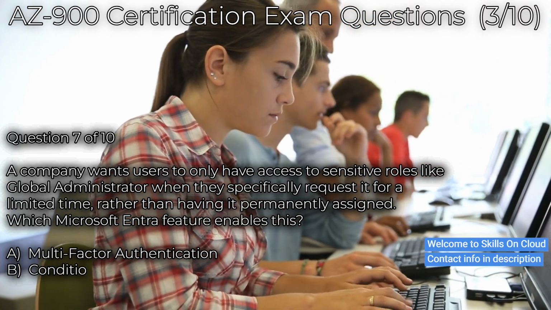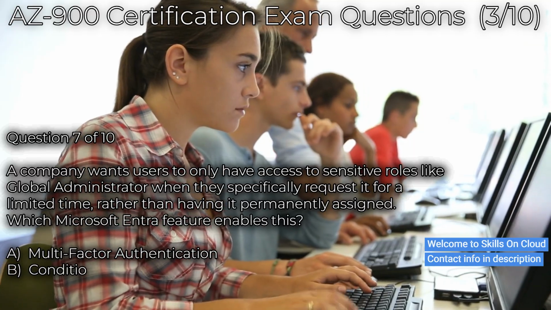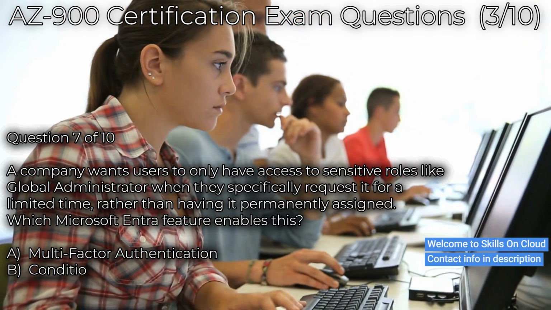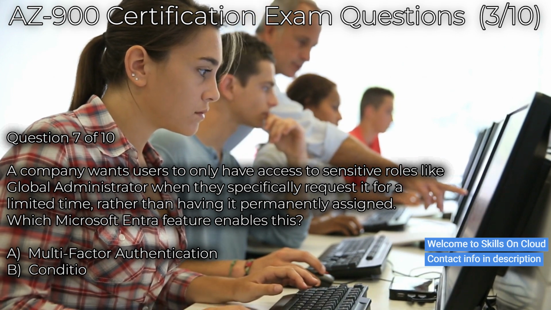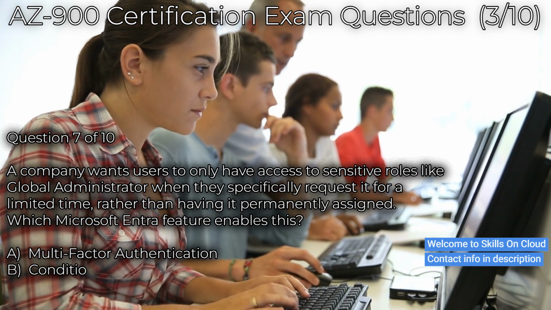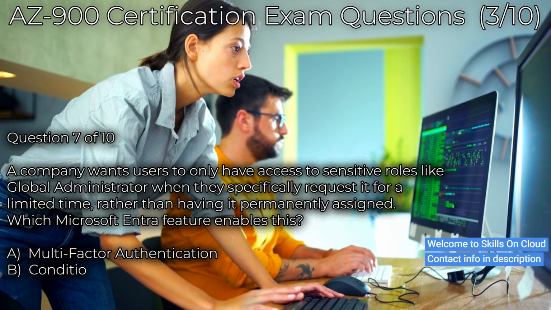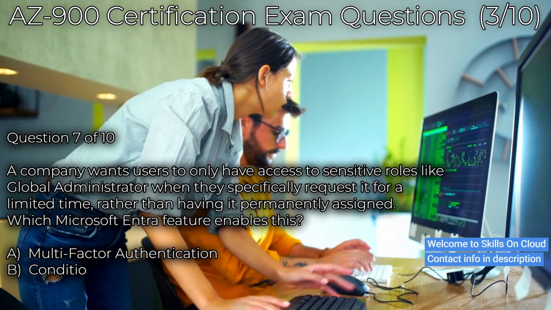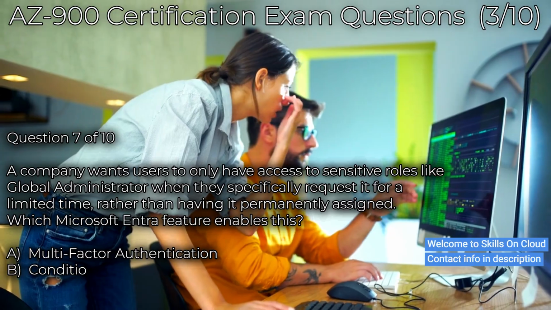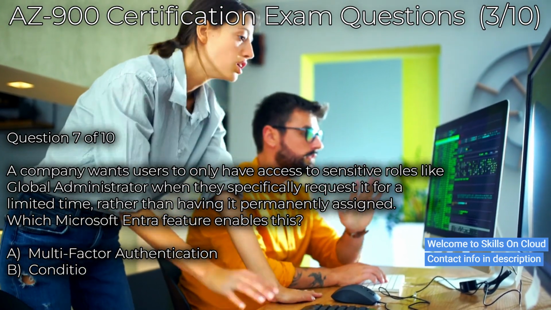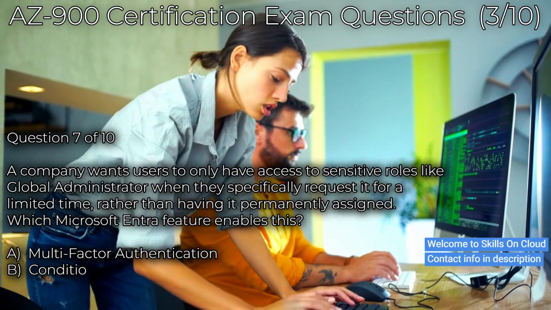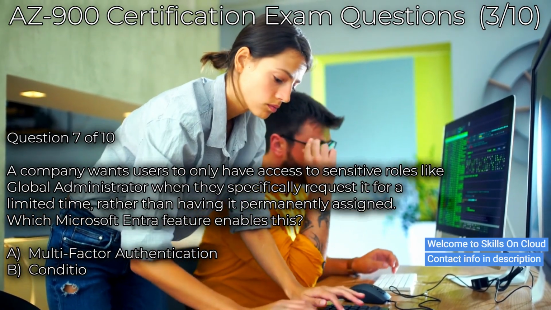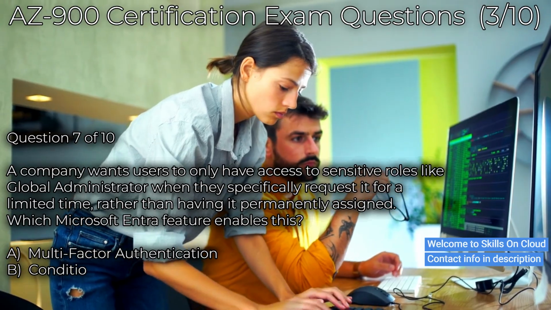Multi-factor authentication, Option A, adds a second sign-in factor, but does not control role assignment duration. Conditional access, Option B, evaluates sign-in conditions, but does not manage time-limited role activation. RBAC, Option D, is the system for assigning roles, but it does not by itself enable just-in-time or time-limited activation. The phrase just-in-time privileged access maps directly to PIM every time.